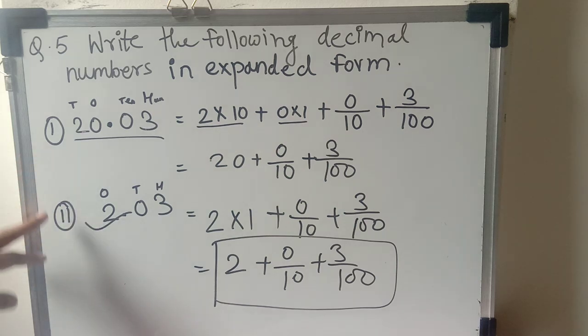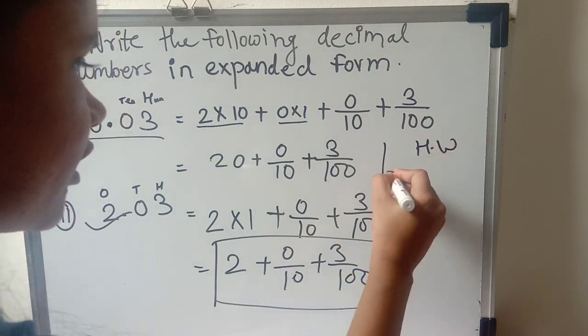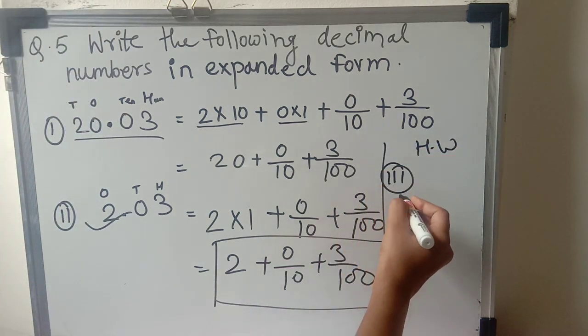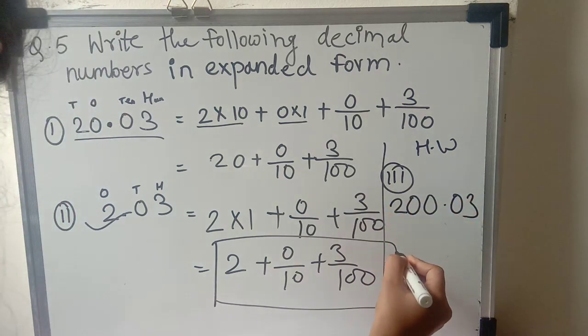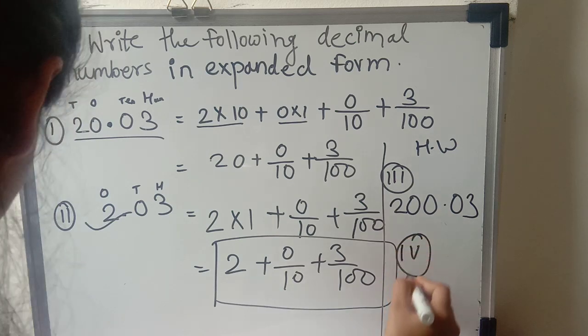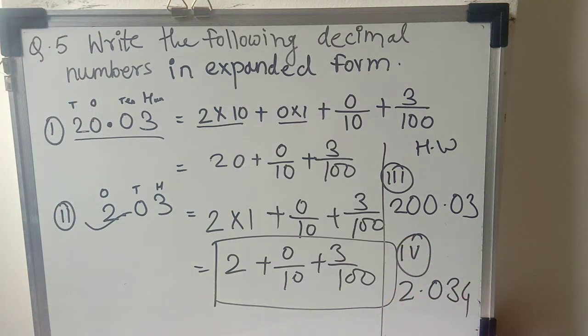Okay, so third and fourth I will write here, so you can write it in your notebook as a homework. Okay, the third one is 200.03 and the fourth one is 2.034. Okay, so these are the two examples you have to solve as a homework. So here we have completed question number 5. Let's solve the question number 6 now.